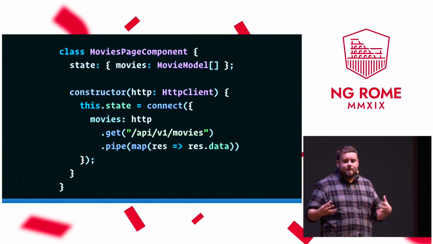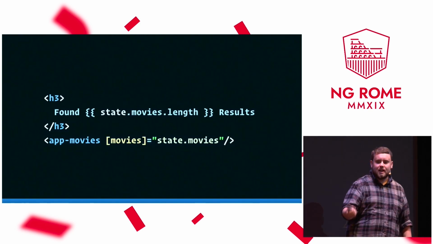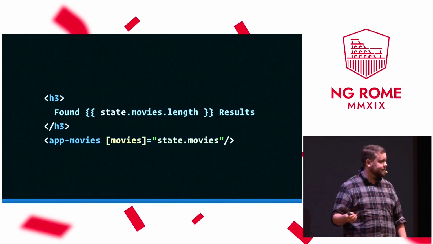Then, once you have your state connected, you can use it directly in the template. You can now just use the state object directly without having to rely on an async pipe.